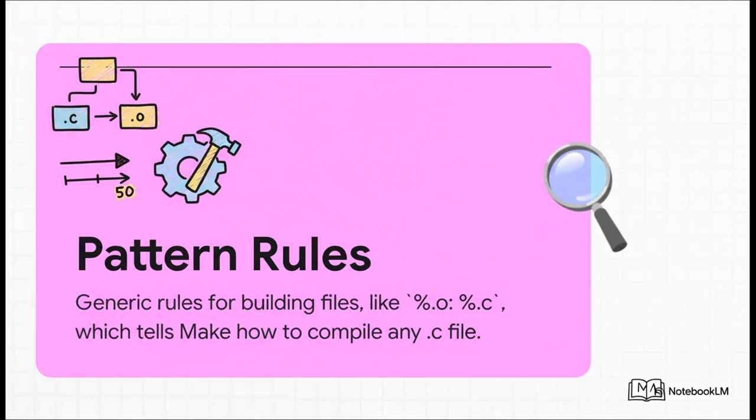All right, next up, pattern rules. Now, this is where Make gets really smart. Instead of having to write a separate rule for every single C file you have, you can just write one single generic pattern. This little bit of code here basically tells Make, hey, anytime you need to create an object file, a .o file, here is the recipe for how to make it from the matching .c file. For big projects, this is an absolute game changer.